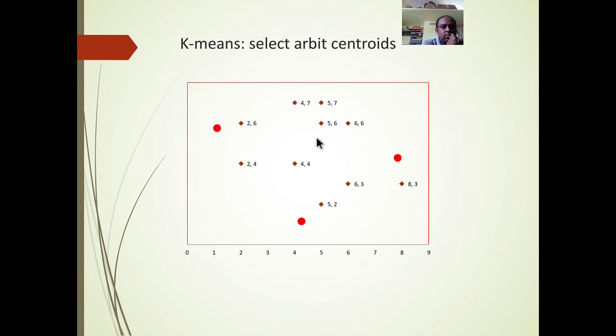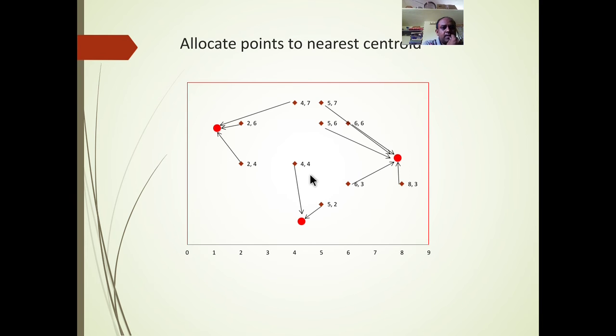In k-means we can select arbitrary centroids. So we have three centroids arbitrarily selected, and we try to assign the data which is nearest to each centroid. For example here, 2,6 is closest to this centroid, 2,4 is also close to this one, 4,7 is also close to this one. For the second centroid, if you take 5,7, 5,6, 6,6, 8,3 and 6,3, they are very close to the second centroid, and if you see 5,2 and 4,4, they are close to the third centroid.